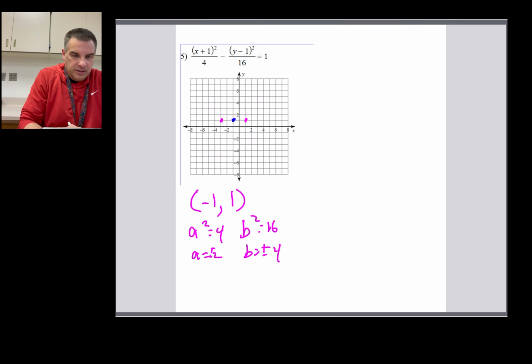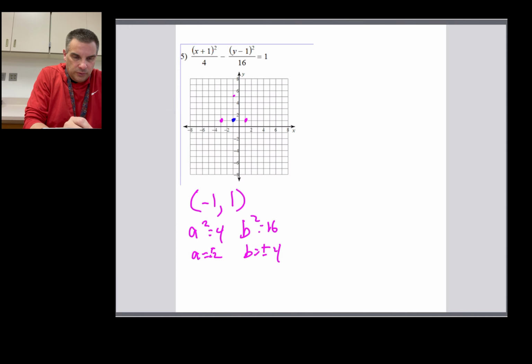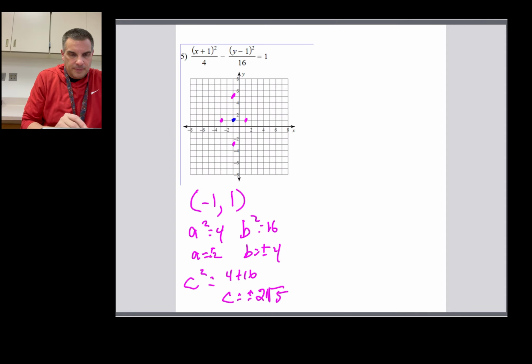So there's my center. Everything goes from there, so I got to go 4. Let's go back to pink. 1, 2, 3, 4. Nice thing about having a graph is I can use the graph. 1, 2, 3, 4. Okay, so those are my co-vertices, so to say. So c squared is going to be a squared plus b squared, so 4 plus 16. So we've got this square root of 20 again. So c is equal to plus or minus 2 times the square root of 5.